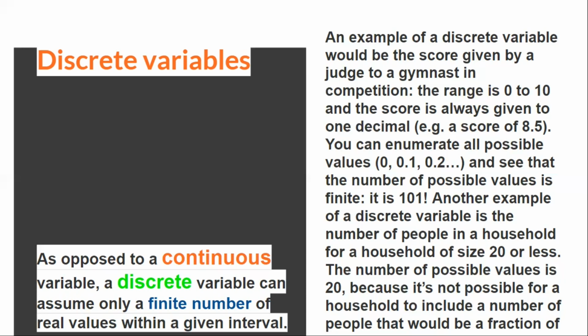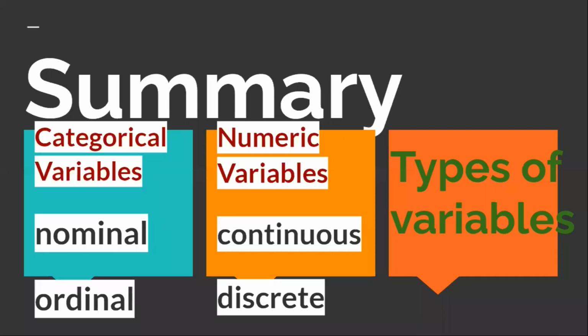Another example of a discrete variable is the number of pupils in a household of size 20 or less. So the number of possible values is 20, because it is not possible for a household to include a number of pupils that would be a fraction of people.